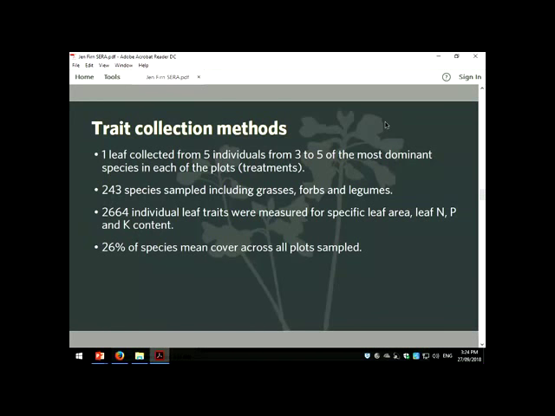In some cases, the grasslands had seen a big turnover in response to different treatments even after 4 to 5 years, and in other cases, they had very similar species across those plots, but we wanted to capture that in the experimental design. In total, we sampled more than 240 species and included grasses, forbs, and legumes. We measured traits on more than 2,600 plants, and these were sent to Australia, where we ran analyses for specific leaf area, but also leaf nitrogen, phosphorus, and potassium. In total, our coverage of those sites represented species at 26% of the abundance in those plots.